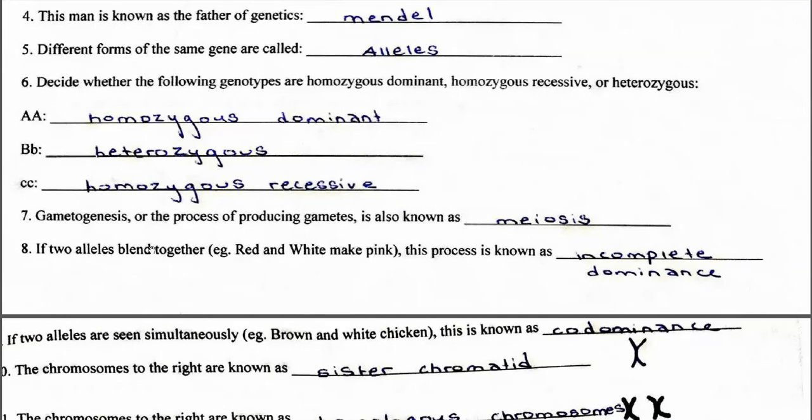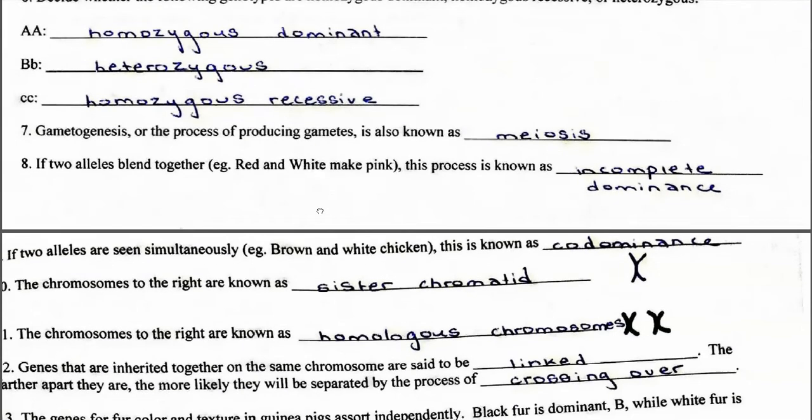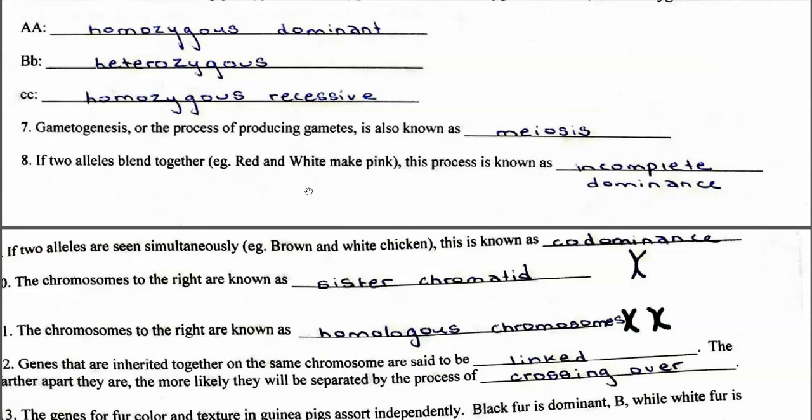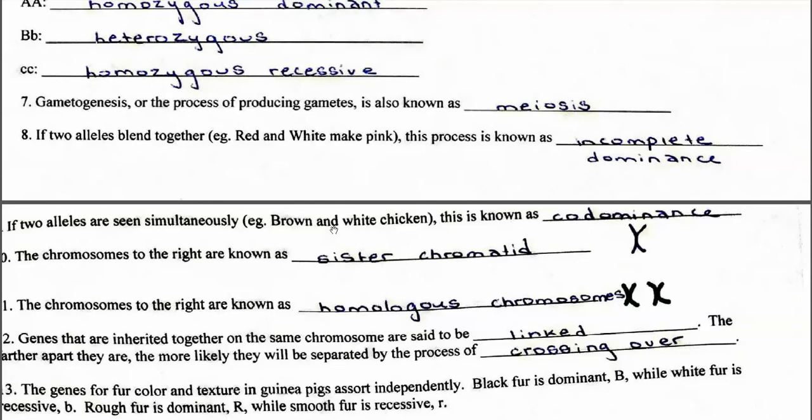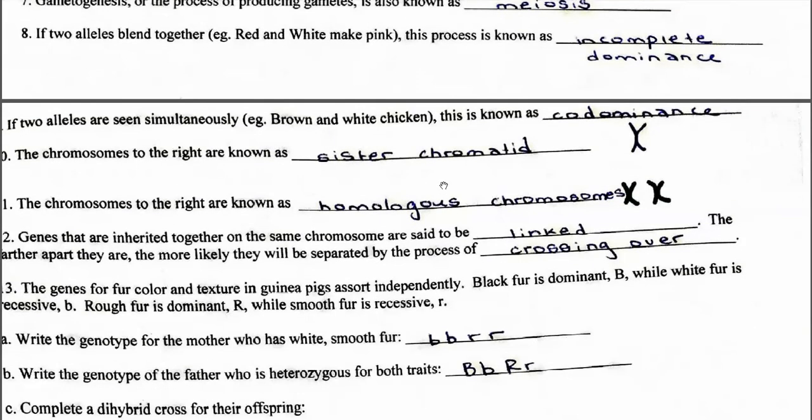If two alleles blend together, so red and white make pink, this process is called incomplete dominance. It's not that you see the red and the white separately, you see them mixed together. That's incomplete dominance. If you see them simultaneously, like a brown and white chicken, that's codominance. Like a co-captain, you see both of them at the same time. This should be a review at this point.